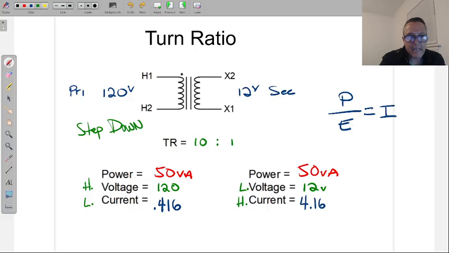So that could be a setup to a question, right? In a step-down transformer, which side has the higher amperage, the secondary side or the primary side? And then everything switches up if this was a step-up transformer. Everything just goes in reverse. Remember, wattage always stays the same.